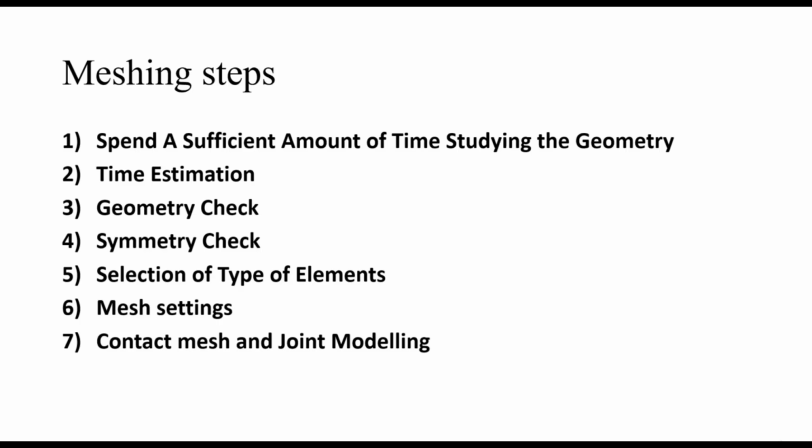There are a number of mesh settings, like selection of edge length, selection of different types of elements, different methods to mesh the geometry, and a lot of other settings. You need to master all those settings and select them. And once you have selected all those things, the final thing is you need to select the contact meshes and model the joints. Once you have done all these things, you can generate the mesh.